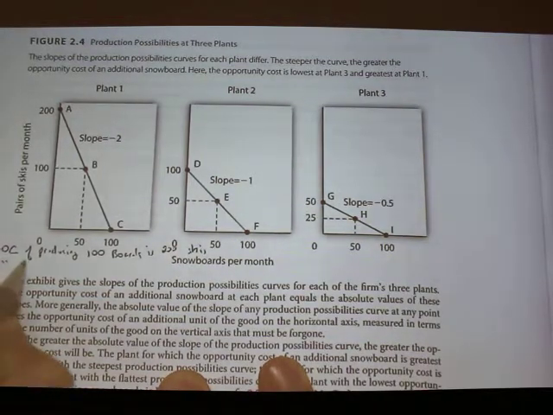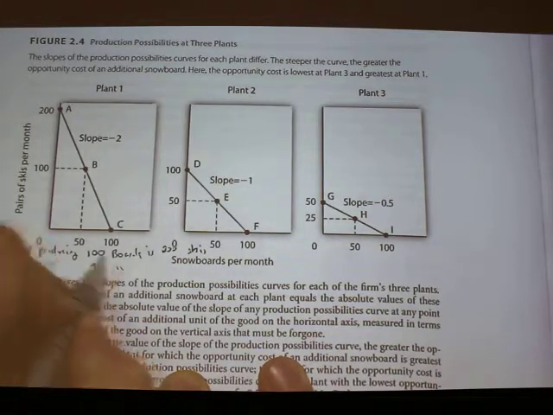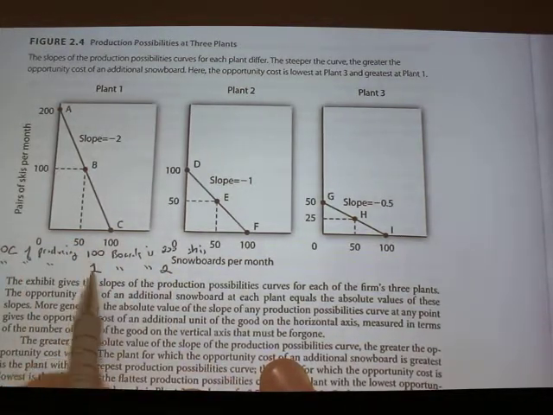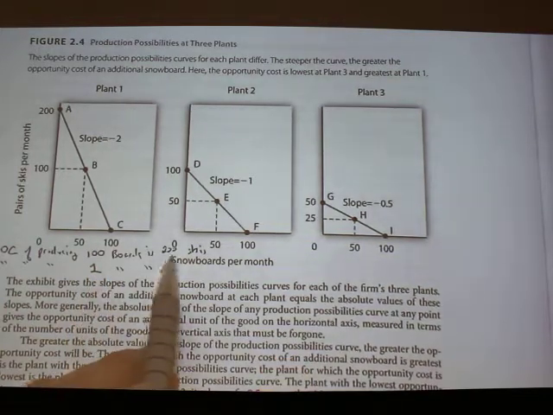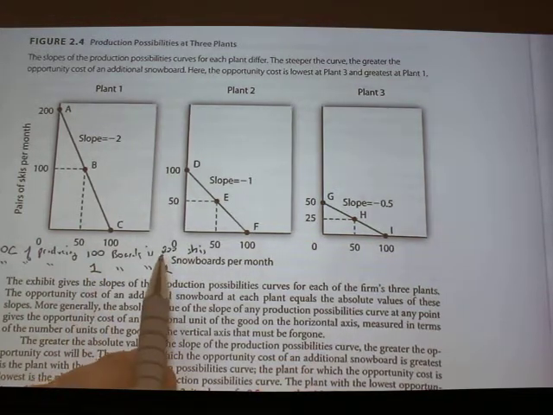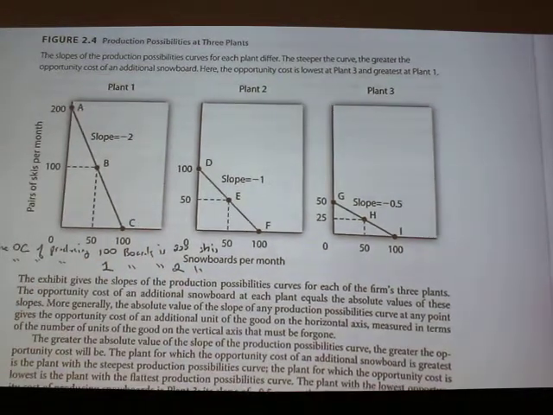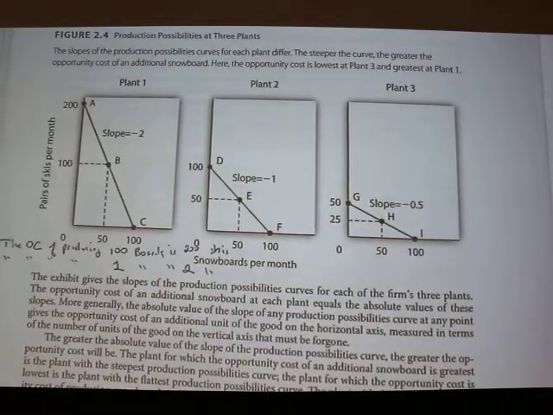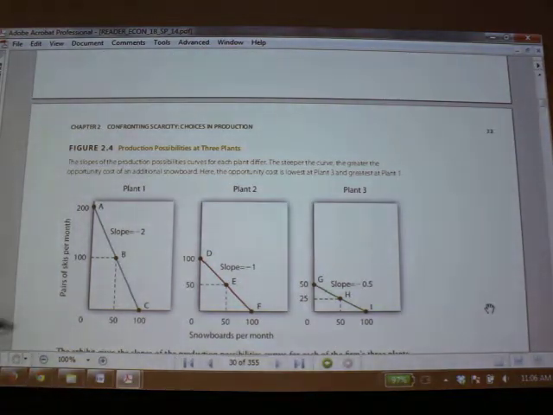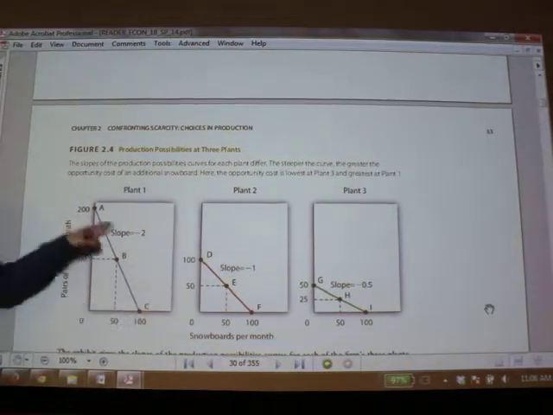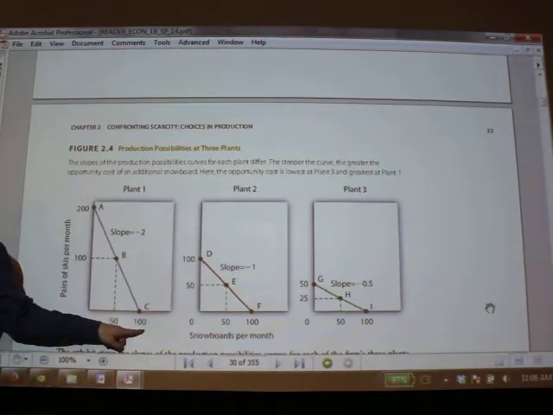The opportunity cost of producing one board is how many skis? 2. Because we need to divide this by 100 to make it 1. Therefore, we need to divide this by the same amount, or 100, and this becomes 2. So that's one way to look at these graphs and quickly determine the opportunity cost. You can also do it the other way and say the opportunity cost of producing 200 skis is 100 snowboards, or the opportunity cost of producing 1 ski is 1/2 of a snowboard.